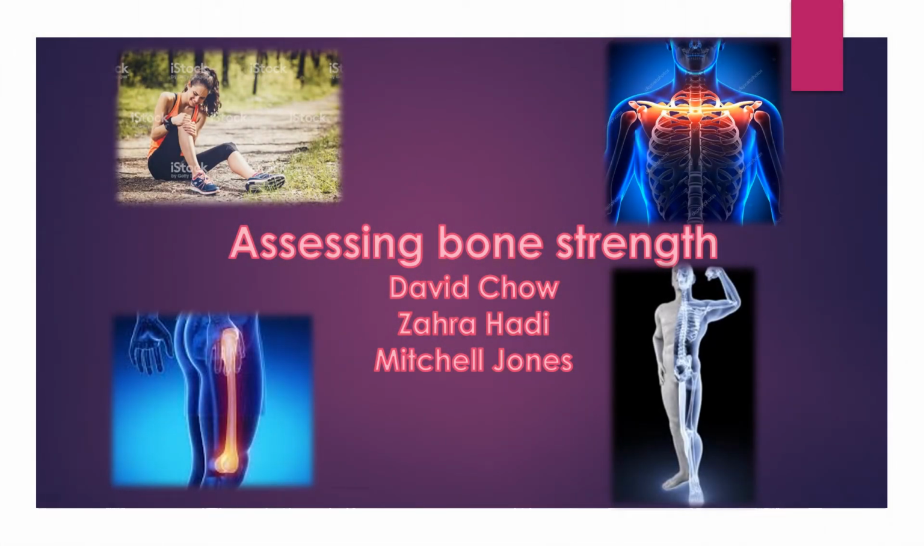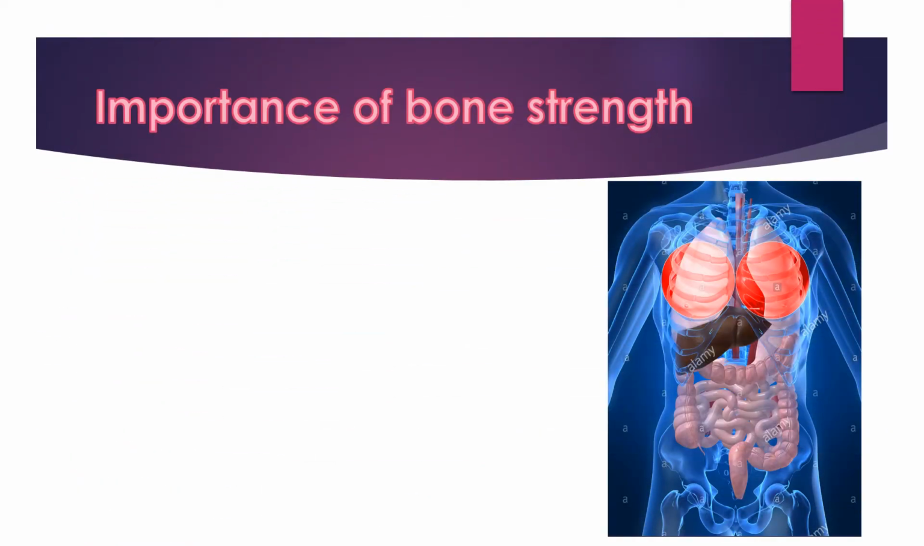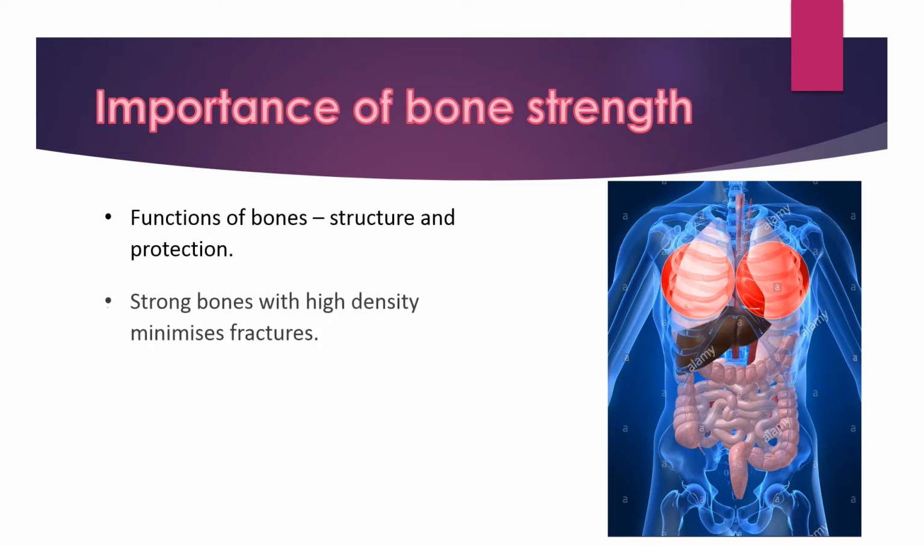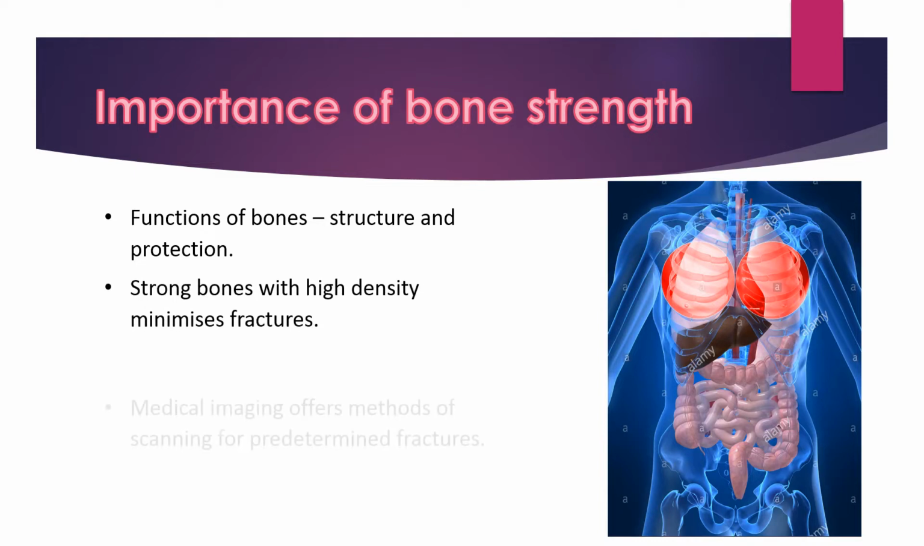Welcome to Group 15, where we'll be discussing the importance of using medical imaging to assess bone strength. The human body has on average 206 bones. Whilst their main function is to provide the body's structure, they also play a pivotal role in protecting organs and anchoring muscles. Having strong bones is important for minimizing the occurrences of fractures.